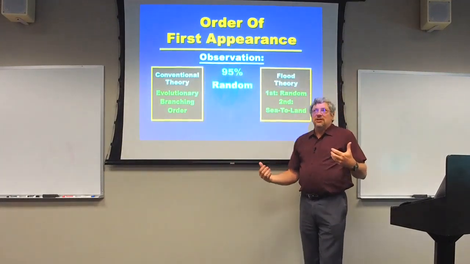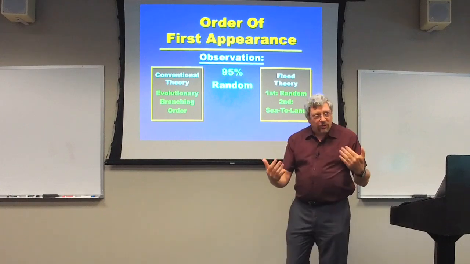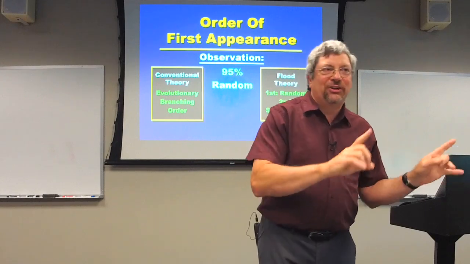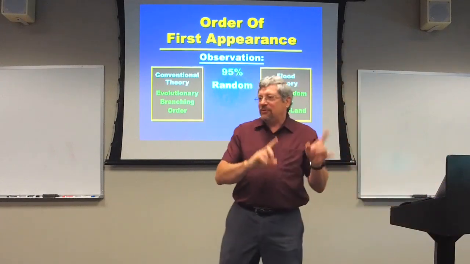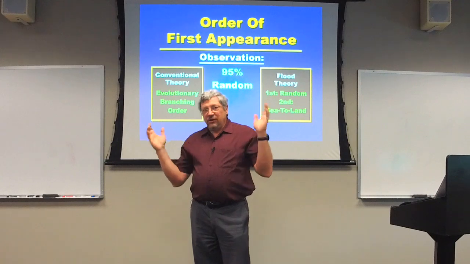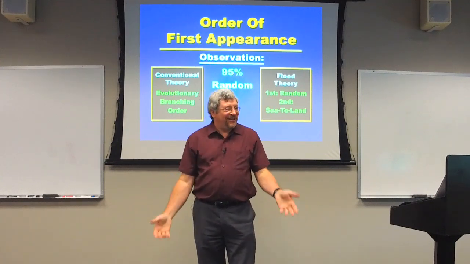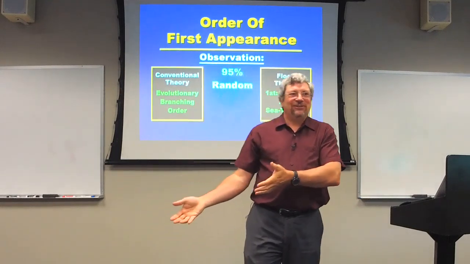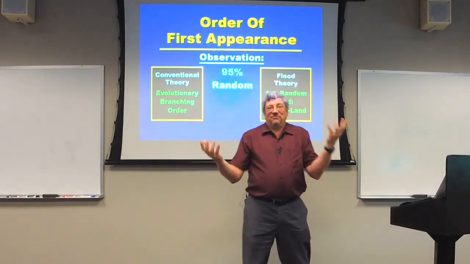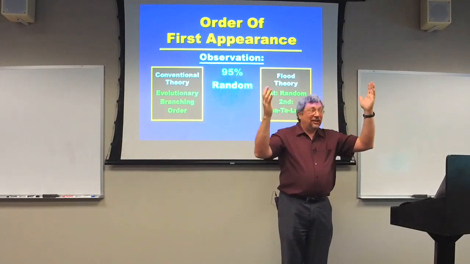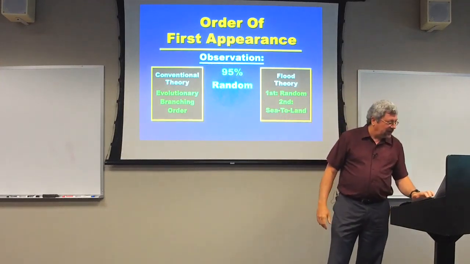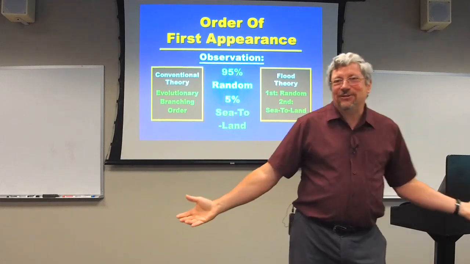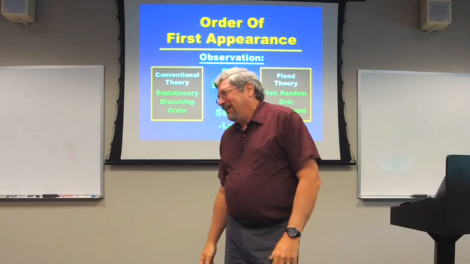95% of the order of fossil appearance is random with respect to evolution. In other words, I can't reject the null hypothesis of randomness with respect to evolution. There is no correspondence between the order of evolution and the order of fossils. There's nothing there. And at an alpha of 5%, you would say there's nothing left to explain.